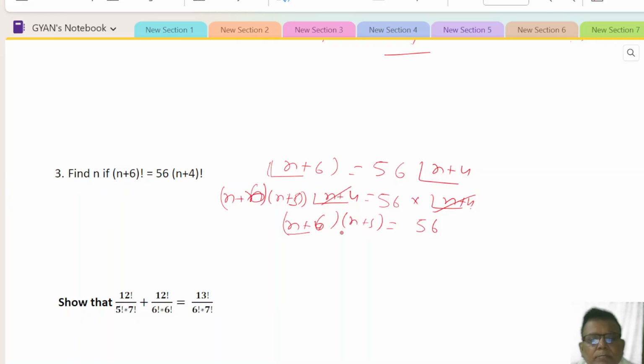So these are continuous numbers. So this 56 also you factorize into continuous numbers. That is 8 and 7. So this one is 8 and this one is 7. So n plus 6 is equal to 8, so n is equal to 8 minus 6, which is 2.